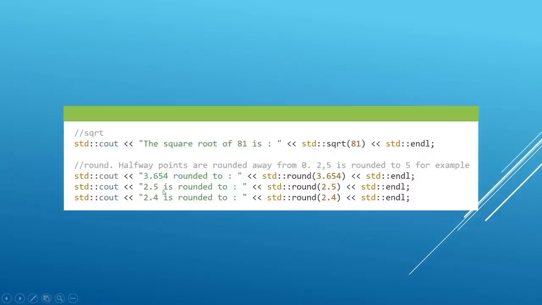We have a function called std::round, which can round. And what it's going to do by default, halfway points are going to be rounded away from 0. So if you have a 2.5, it's going to be rounded up to a 3. And if you have 2.4, it's going to be rounded down to a 2.